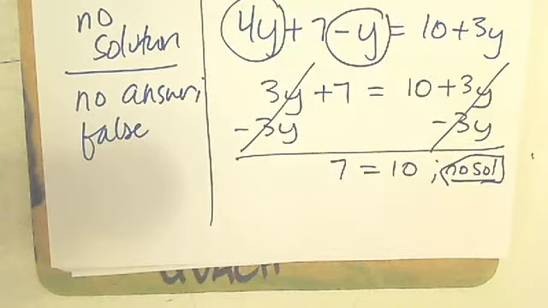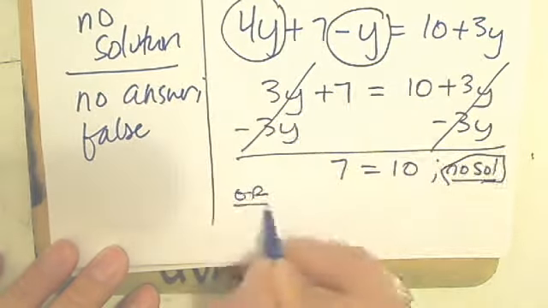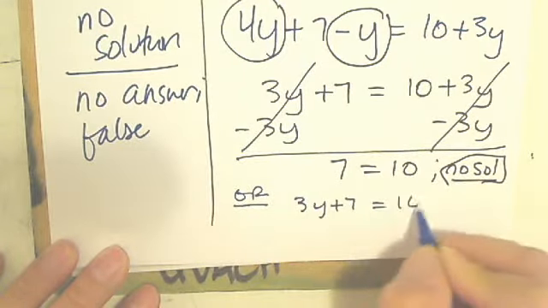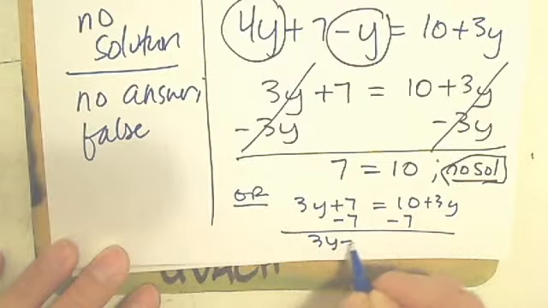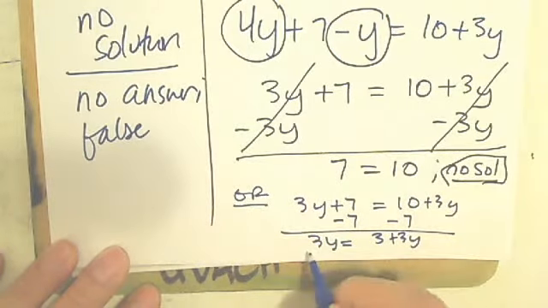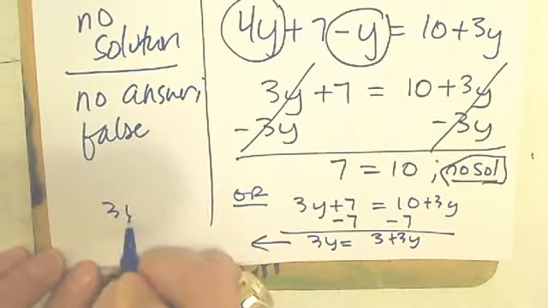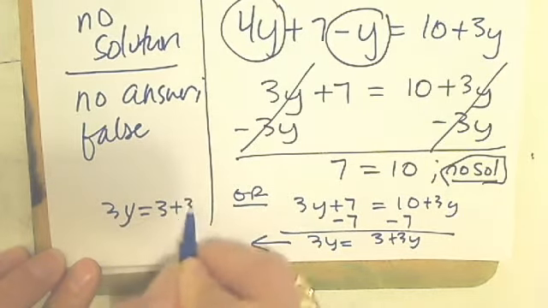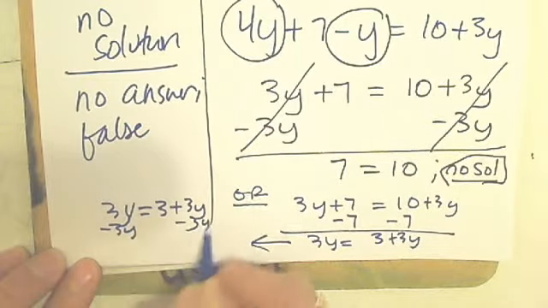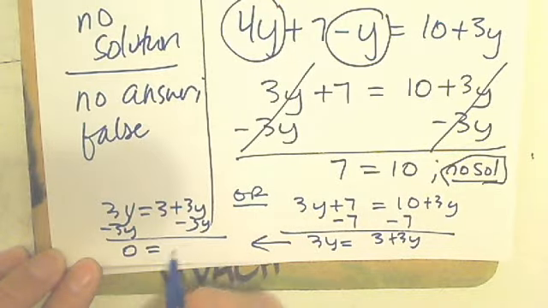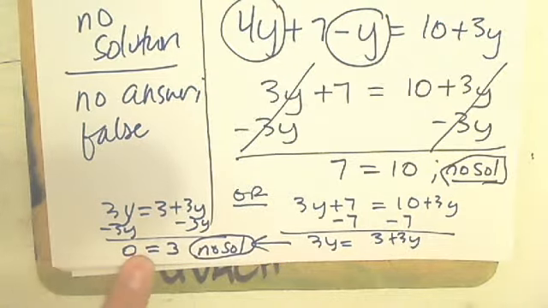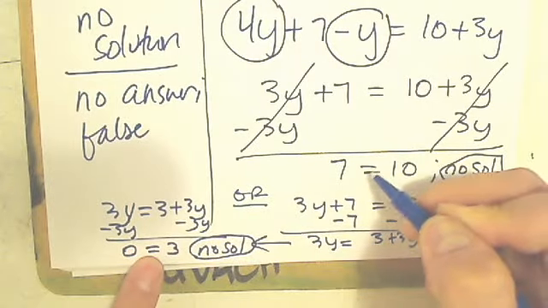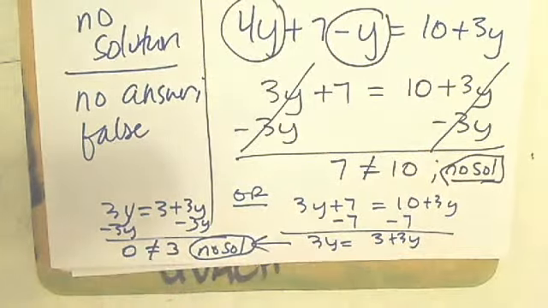No solution. False. Okay? If you're wondering what happens if I take away the other one? Well, if I have 3y plus 7 equals 10 plus 3y, if I take away 7 on both sides, for example, I get 3y equals 3 plus 3y. Well, what happens if I take away 3y? I get 0 equals 3. That is still no solution, no matter how you solve it. Slash through your equal sign, please. That is not equal to.